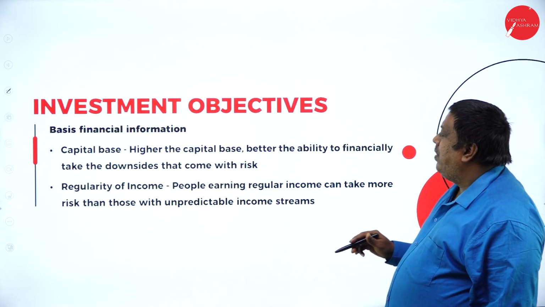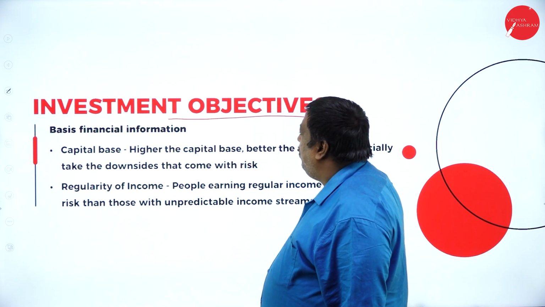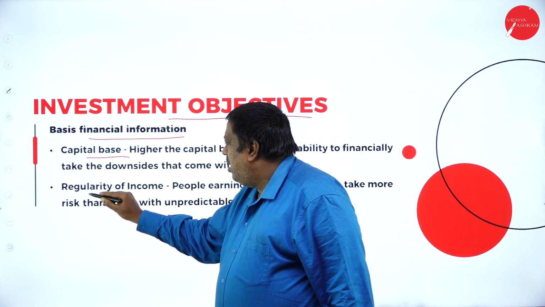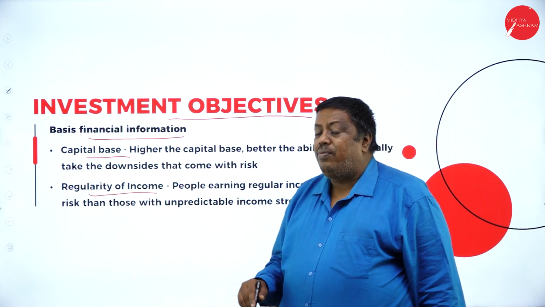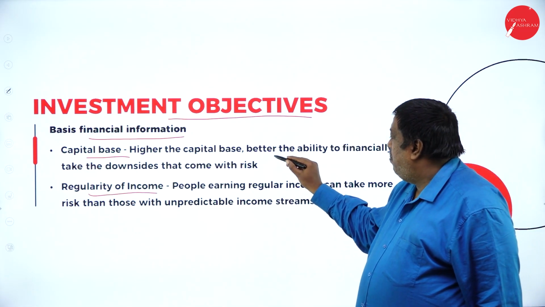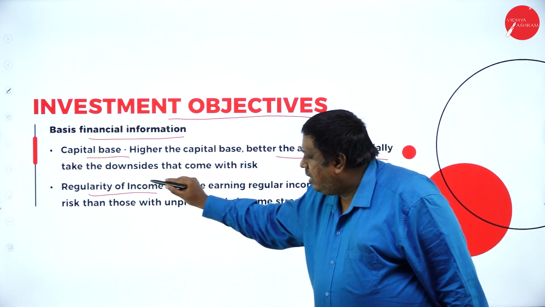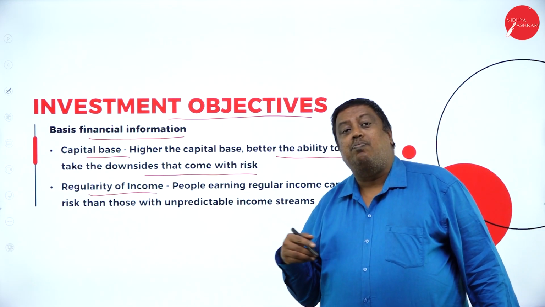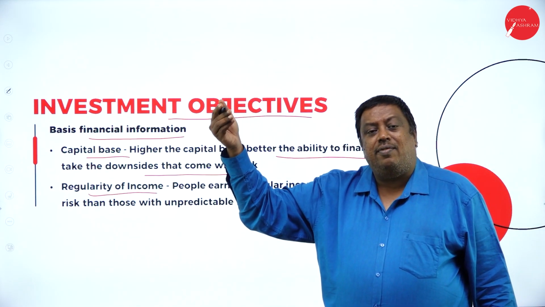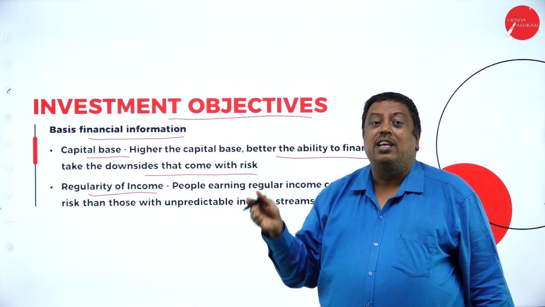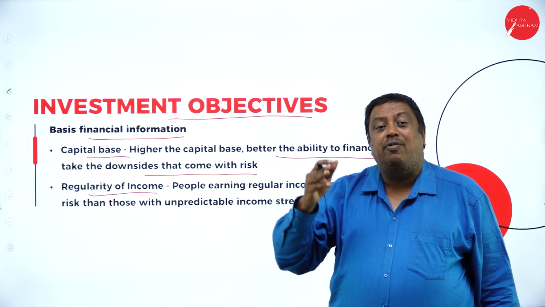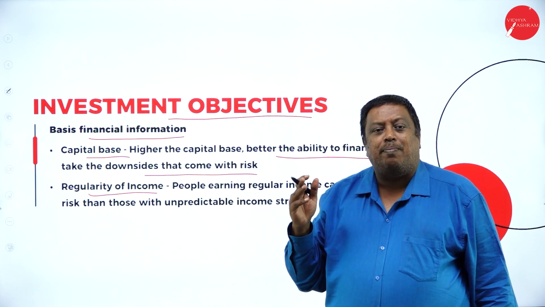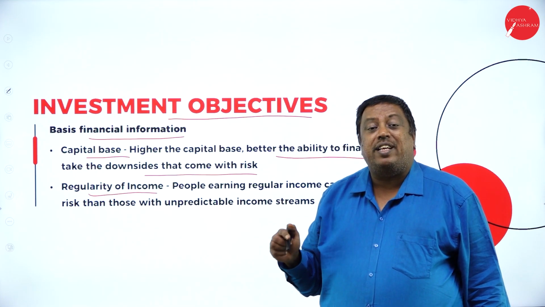So the next one we have here is investment objectives based on financial information: the capital base and the regularity of income. Now, the higher the capital base, the better the ability to financially take the downside that comes with risk. It means that however much more money you invest in the market, even if there is a downfall, you can manage that. If it is your own money, fine. If you have borrowed the funds from the market, then it is going to be very difficult for you to get that amount back or to face certain risks here.